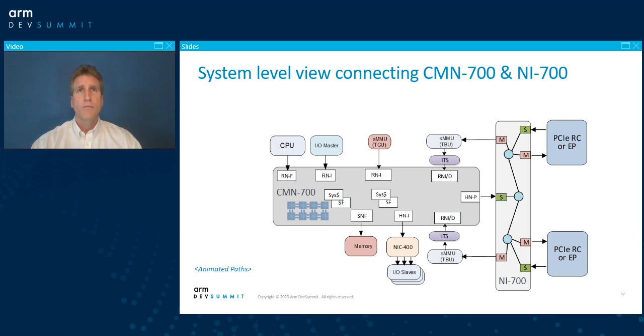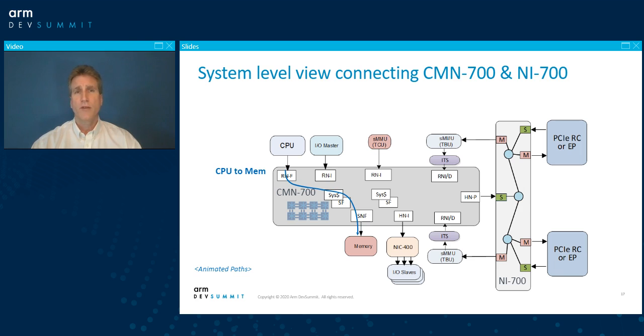Now that I've described both the CMN-700 and NI-700 interconnects, I'll show you an example of how these might work together in a combined interconnect solution. So here we have CMN-700 in gray in the center, and over on the right-hand side, a couple of PCI endpoints or root complexes that are connected to the NI. You can have more devices like NICs and storage and other things, small USB and so forth. But for the example, I'll just show you some of the transactions in animation.